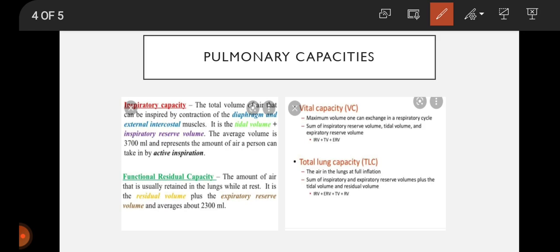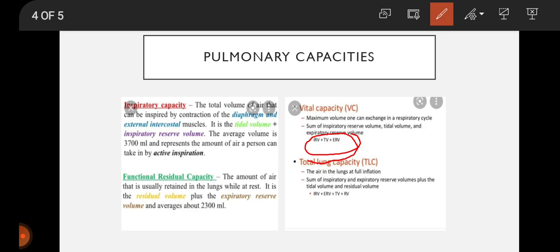Vital capacity: when a person inhales with maximum effort and exhales also with maximum effort, the volume of air breathed out is called vital capacity. It is the sum total of tidal volume, inspiratory reserve volume and expiratory reserve volume. That is VC is equal to TV plus IRV plus ERV.